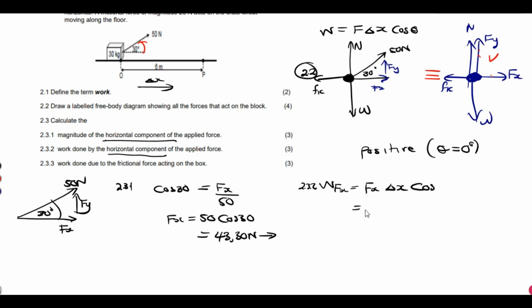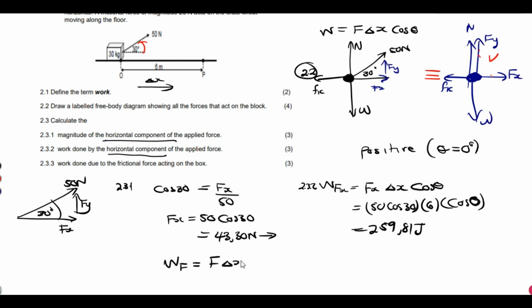So we have that this is, okay, I don't want to use the answer that's been rounded off. I'd rather use F cos 30. What's delta x? 6 meters is given there. And then, oh, remember this is cos theta. And we have that this is cos 0, which is just positive 1, which gives us 259.81.